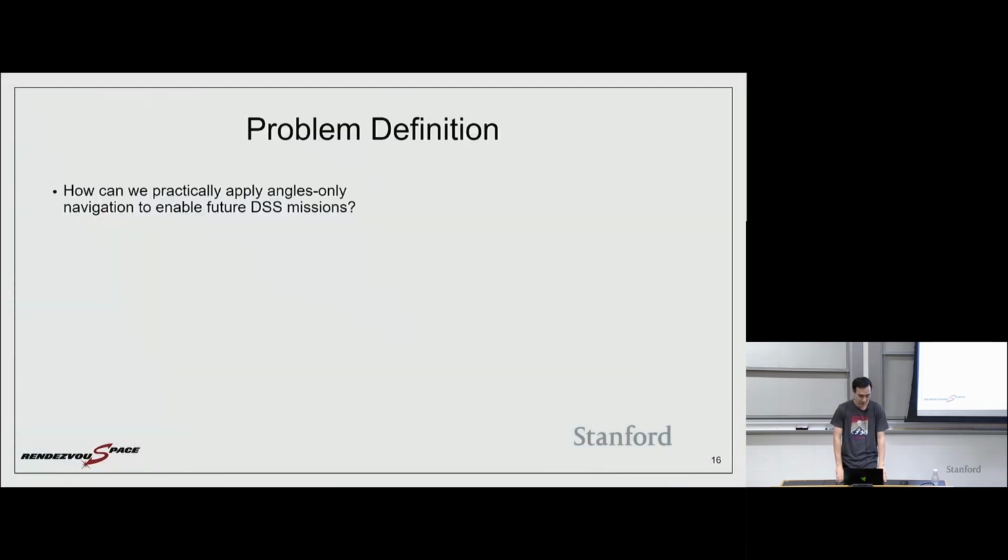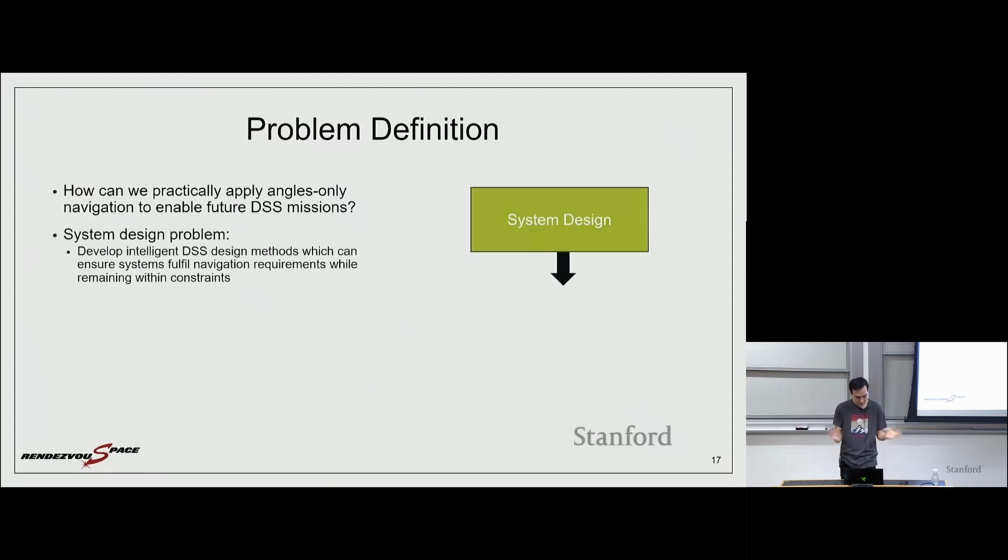So this is, in practice, talking about if we want to apply angle-only navigation, a vision-based system, to enable a future distributed mission, what do we actually need to be able to achieve? So I view this as kind of a three-step process. We can start with a system design problem where we can develop intelligent design methods which can ensure a system fulfills its navigation requirements. Since for a given mission we have some kind of requirement we have to meet in terms of the navigation accuracy, and we need some kind of design tool to tackle that from the design stage.